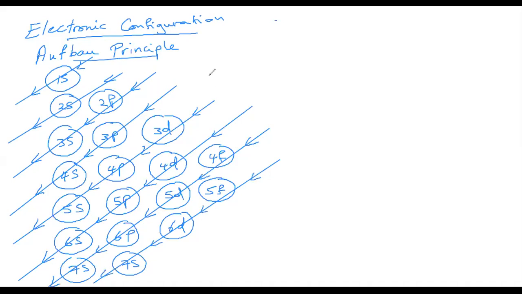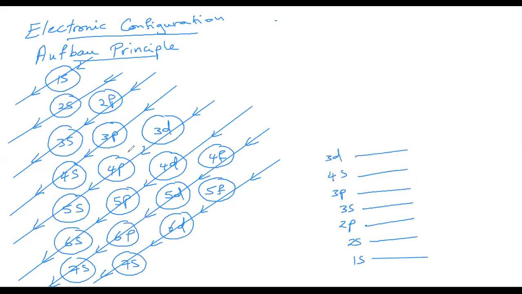This means that the first shell to be filled is going to be the 1s, followed by the 2s, as this diagram says, and then 2p, followed by 3s, followed by 3p, followed by 4s, then followed by 3d, followed by 4p, and so on, 5s, and so on. Okay?